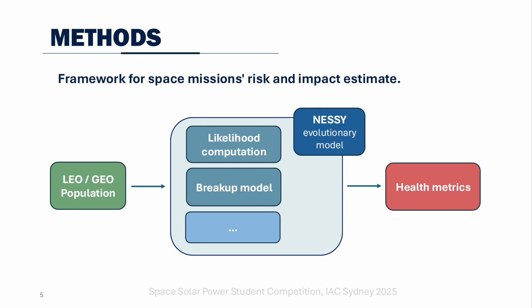estimate the probability of collisions of any object with the solar power satellites, a breakup model, which allows us to better estimate and quantify the consequences of impacts of any objects with the solar power satellites. And once we compute the evolution of the space environment in time, we have some metrics that allow us to understand the impacts of collisions with solar power satellites along time for different orbital shells and different missions.